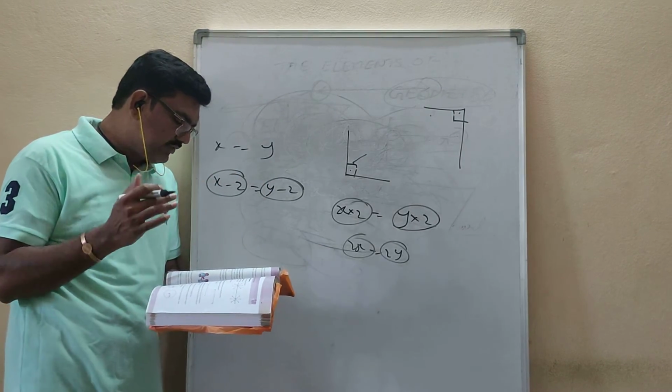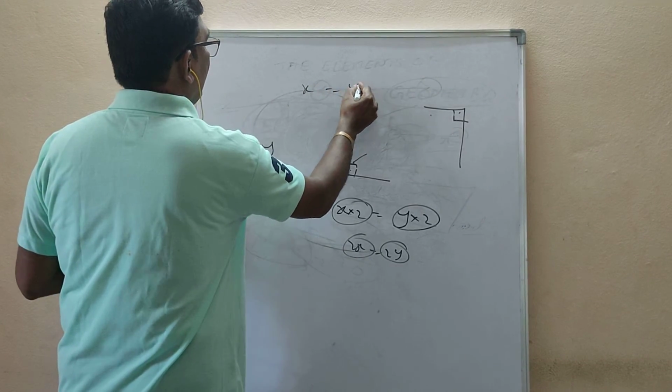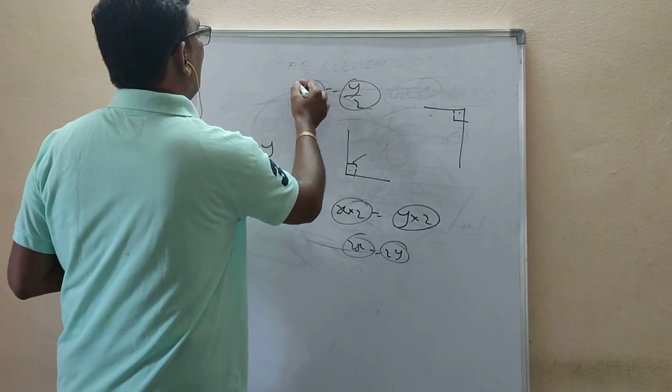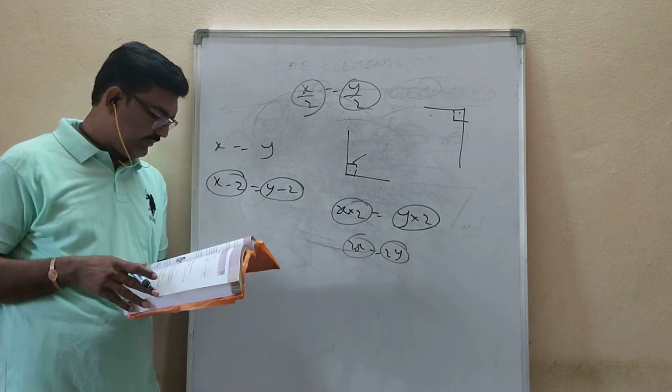Things which are halves of the same things are equal to one another. If x is equal to y, and you take half of both sides, half of x is equal to half of y. Then also it is the same.